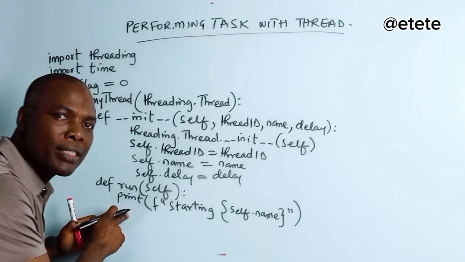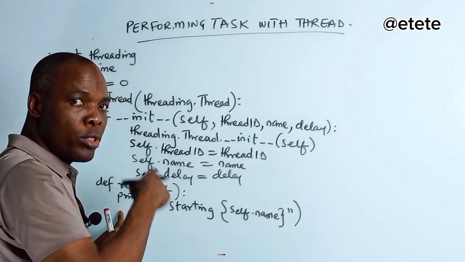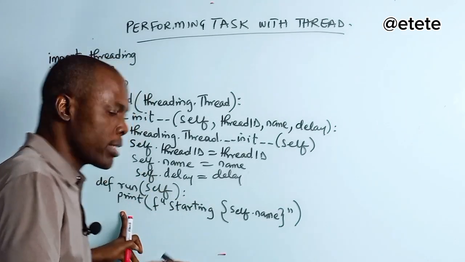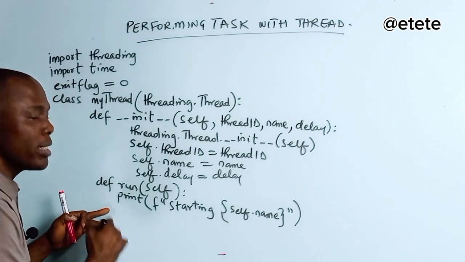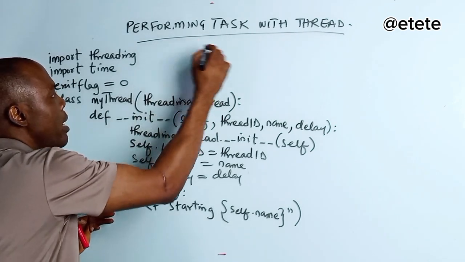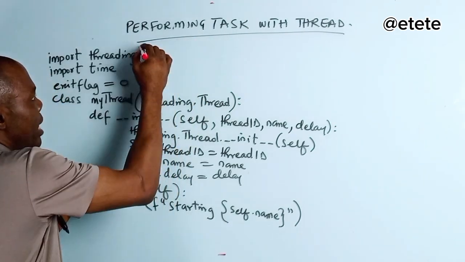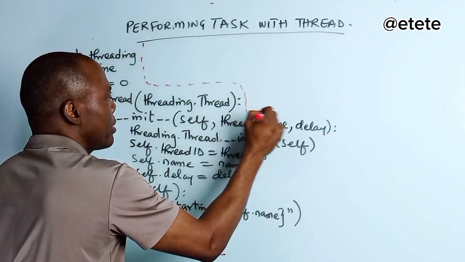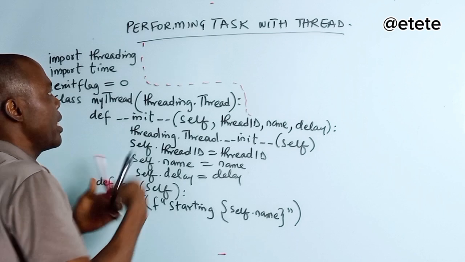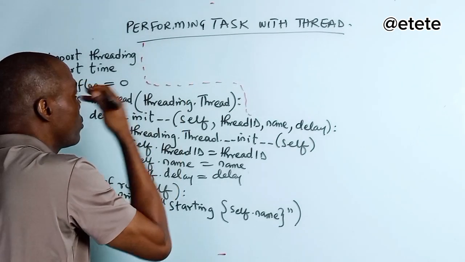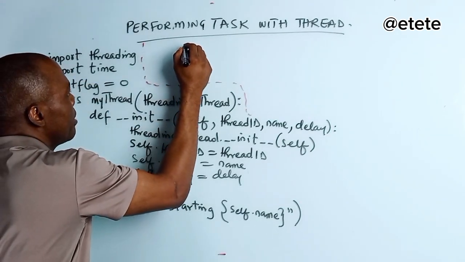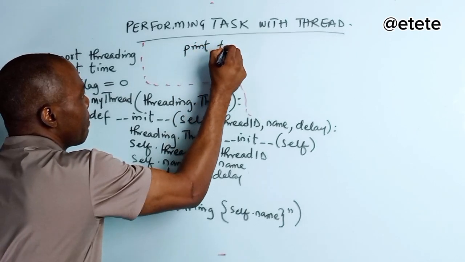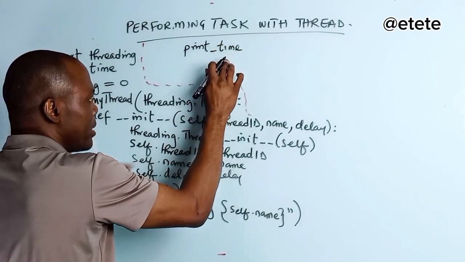Now, in the last class, I introduced a pass statement here. But in this class, I'm actually going to call the task. I'm going to write my task here. So my task name, I'm going to say, is print_time. This is my task name.